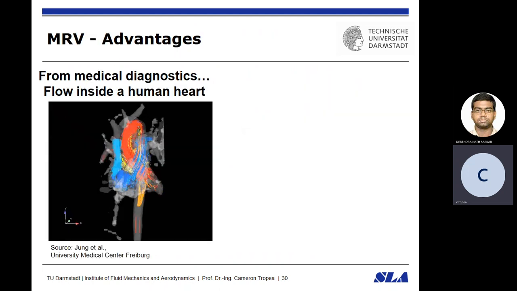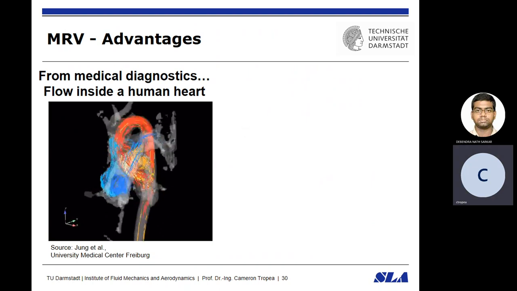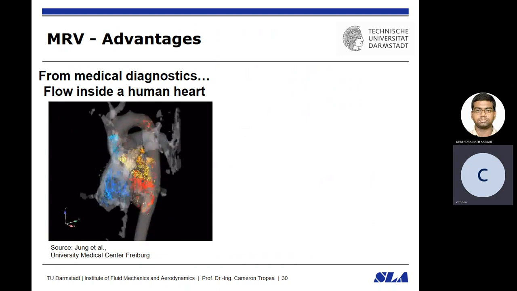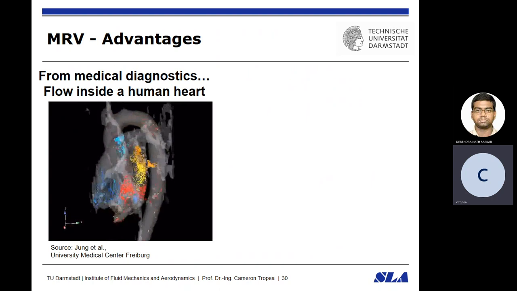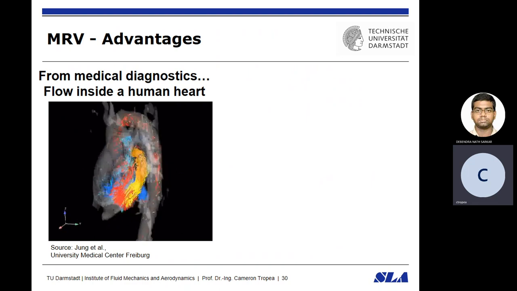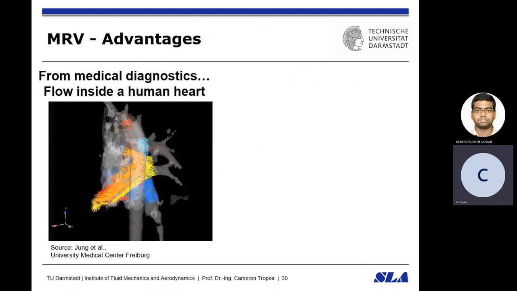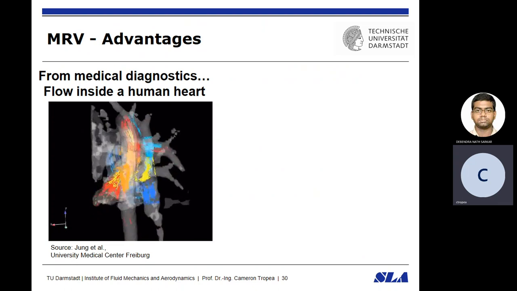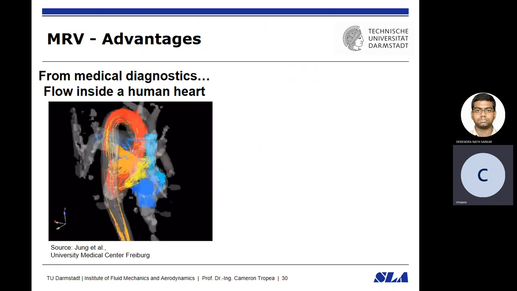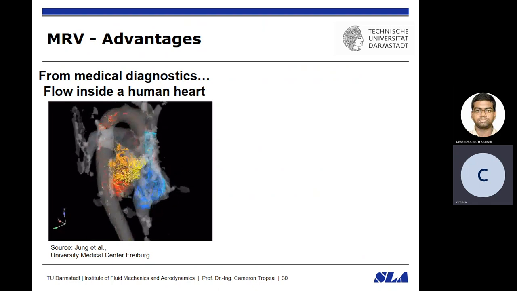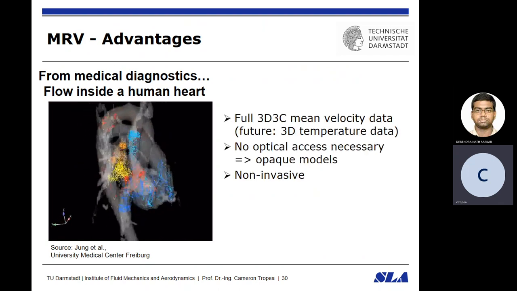And so this is now a living heart, and it's phase averaged. So it's not time resolved, but you measure the same phase of the heartbeat many times and average it, and then you move a little bit in phase and do it again, and it's not taking into account the wall movement of the heart. So it's sort of a first step, but nonetheless, it's a living heart, and this is the velocity field. So let's talk about that a little bit.